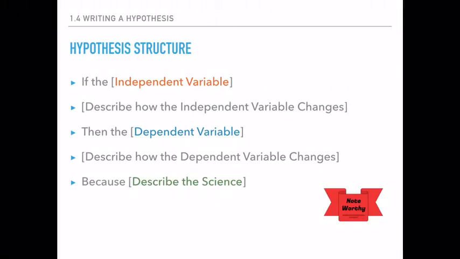And then we have to describe the science. So it's because we describe the science. So if the independent variable changes, then the dependent variable also changes. We have to describe that change because science. We describe the science. So take a second, finish writing this down, and then we'll talk about the next slide. Then press play. Let's go to the next slide here.